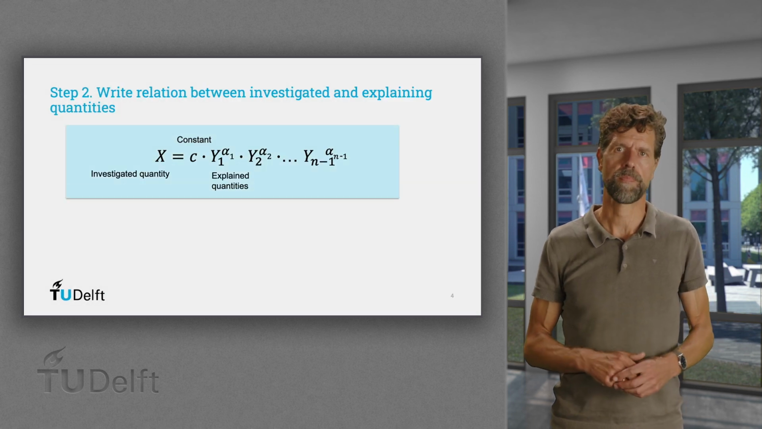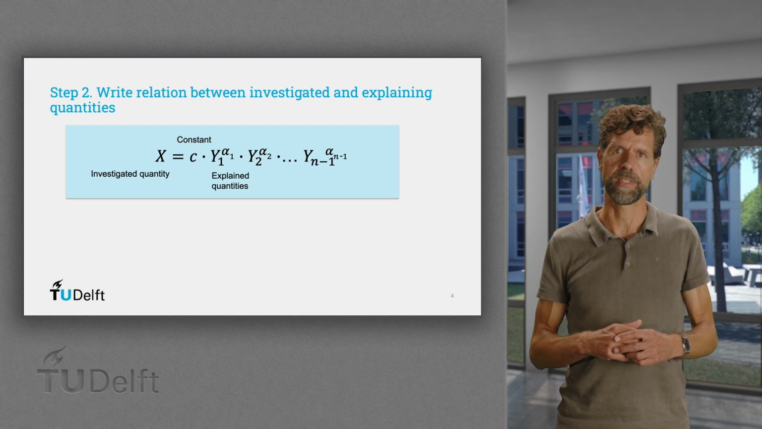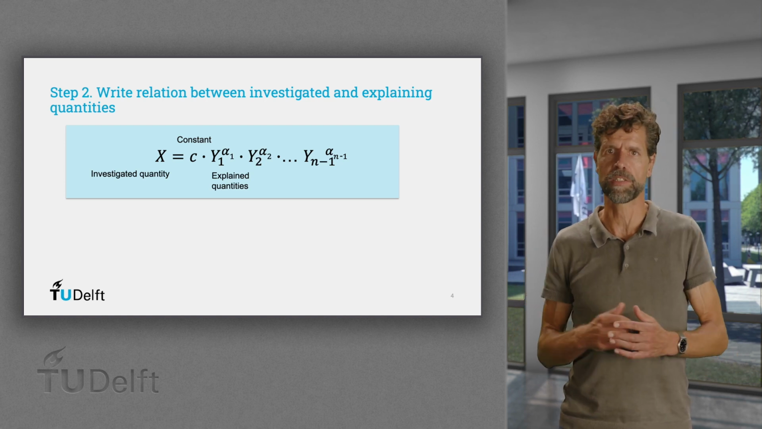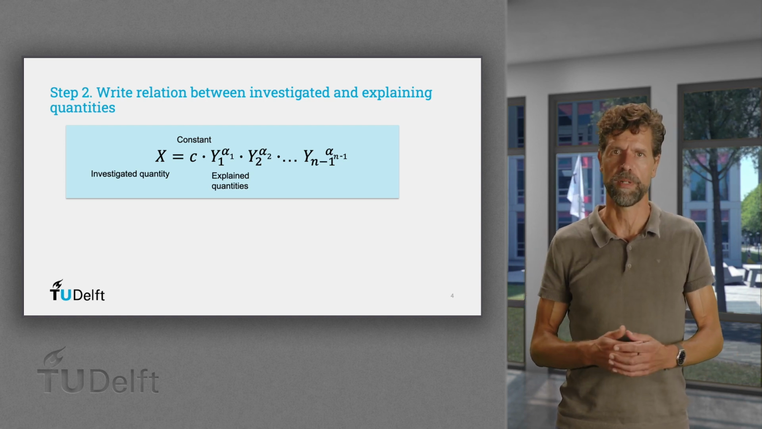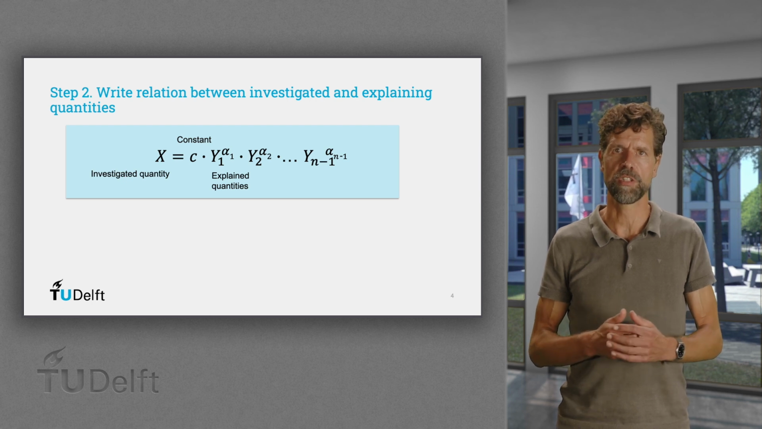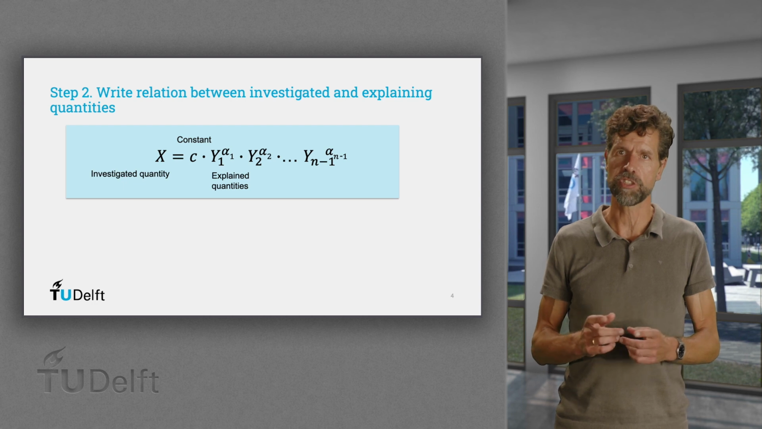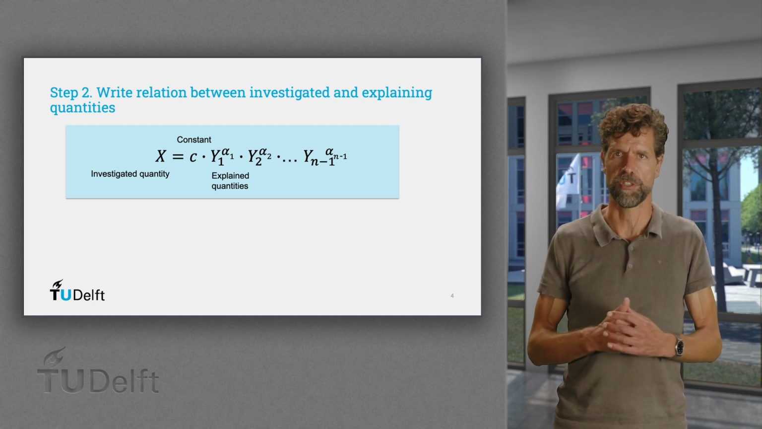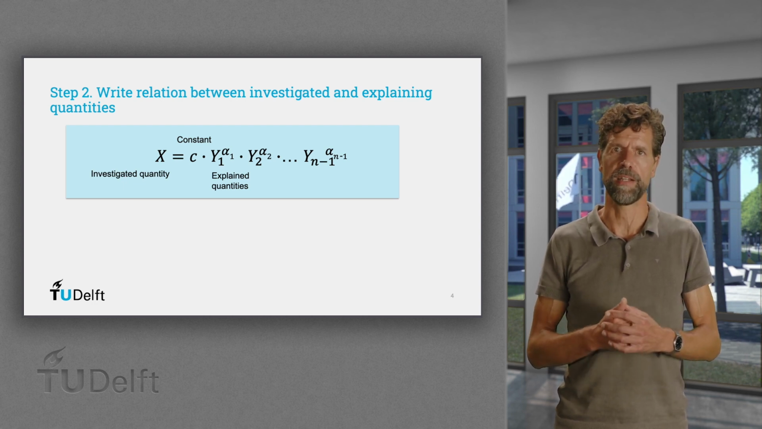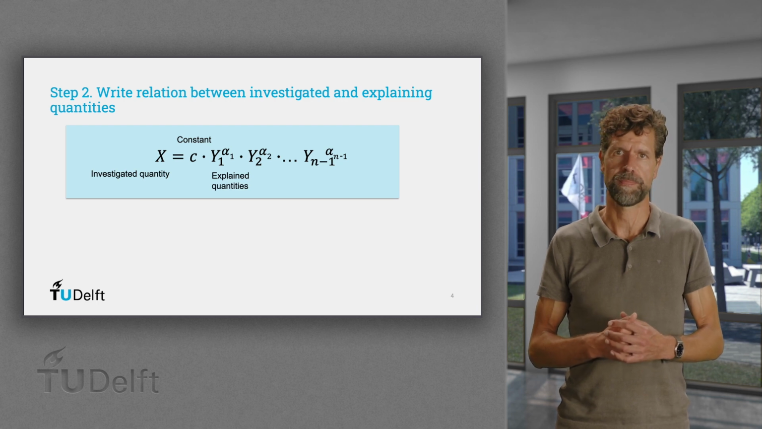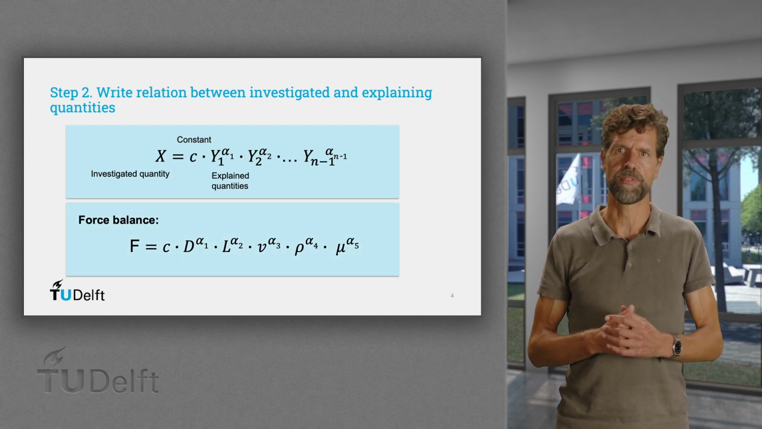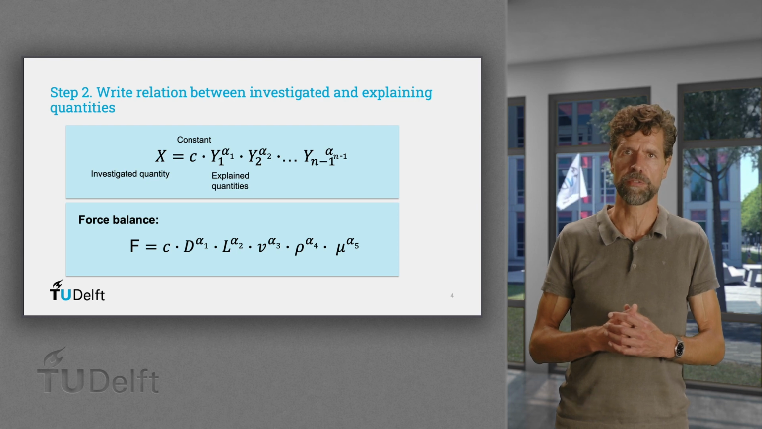In step 2, we write the relation between the investigated and the explaining quantities in a generalized format: a dimensionless constant multiplied with the product of the explaining quantities, each with an unknown power coefficient. This means that we have n-1 power coefficients. Here's the example for dragging a body through a viscous medium.